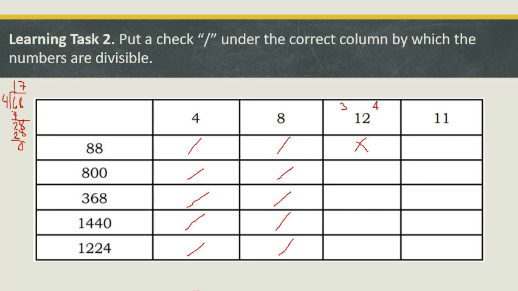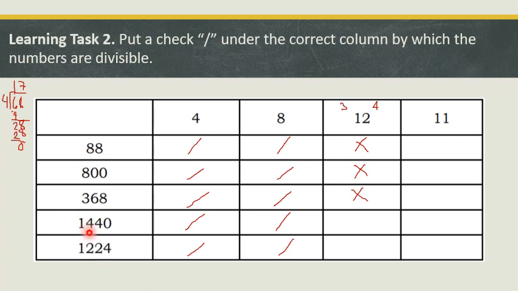How about 800? So, 8 plus 0 plus 0 is 8. So, yung 8 po ba ay divisible sa 3? So, 3, 6, 9. So, walang 8 po doon. So, ito po ay hindi divisible sa 12. Then, dito naman tayo sa 368. So, 3 plus 6 is 9 plus 8 is 17. So, ang 17 po ba ay divisible sa 3? So, skip count nga ulit tayo. So, 3, 6, 9, 12, 15, 18. So, walang 17 doon. So, siya po ay hindi divisible sa 12.